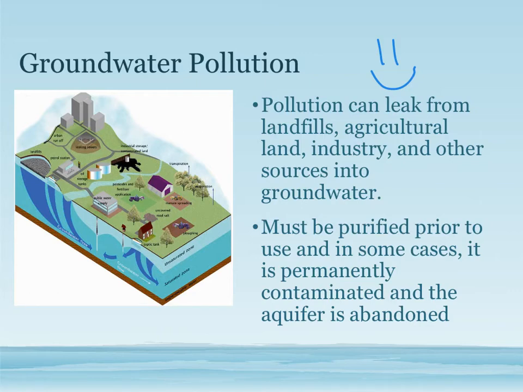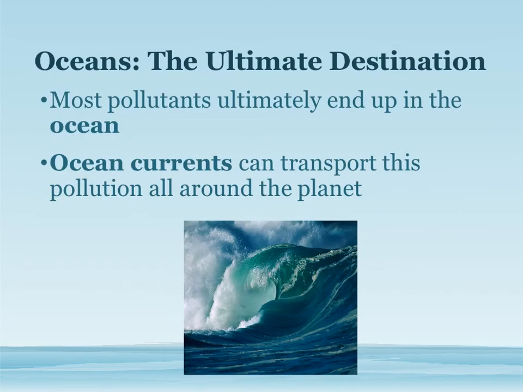Of course, it needs to be over permeable, P-E-R-M-E-A-B-L-E, permeable materials, meaning soil, rock, sand, etc., so that the water can actually get through. Groundwater then becomes contaminated. In some cases, it's permanently contaminated, and the aquifer has to be abandoned. We can no longer get water from it. And there are multiple aquifers in the United States that have been shut down because of that reason.